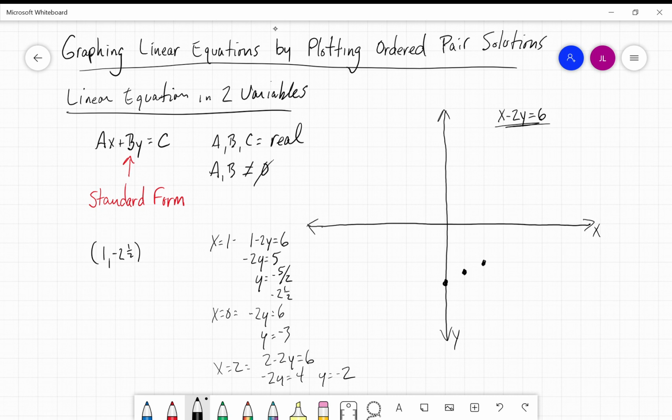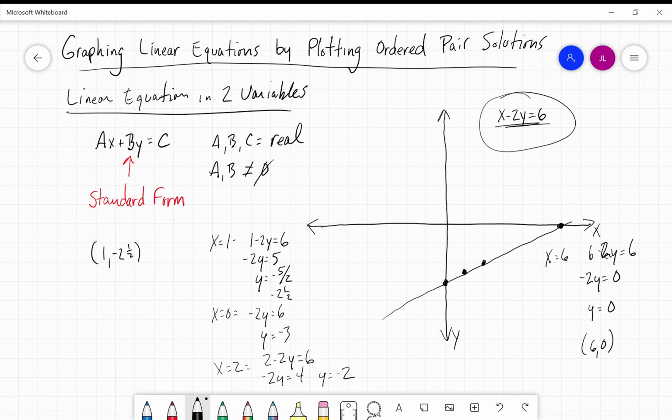Let's look at one more number. Let's go out to 6. If x is equal to 6, we have 6 minus 2y equals 6. Subtract 6 from both sides, we get negative 2y equals 0, so y has to be equal to 0. So we have 6, 0 here. Now, this is one equation that we've calculated all these points for. If we connect these, we find they form a straight line. And that's what we're doing when we plot these equations.